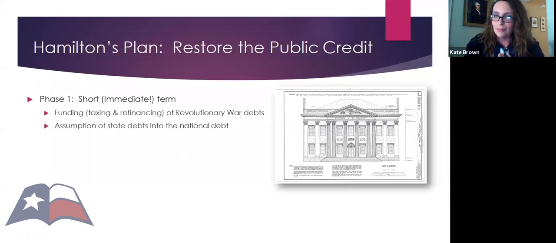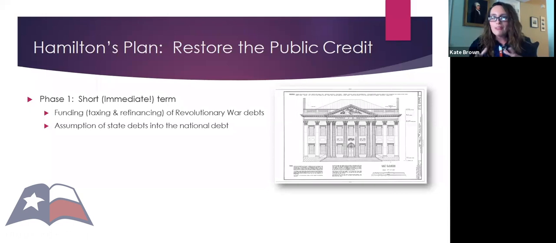But Madison isn't done. Madison has serious reservations about assumption two, and Madison will get his way on this one. So Madison will lead the charge among people in Congress who have an anti-federalist mindset, who are suspicious of what's going on with assumption. And there's really two main problems they find with the assumption plan.